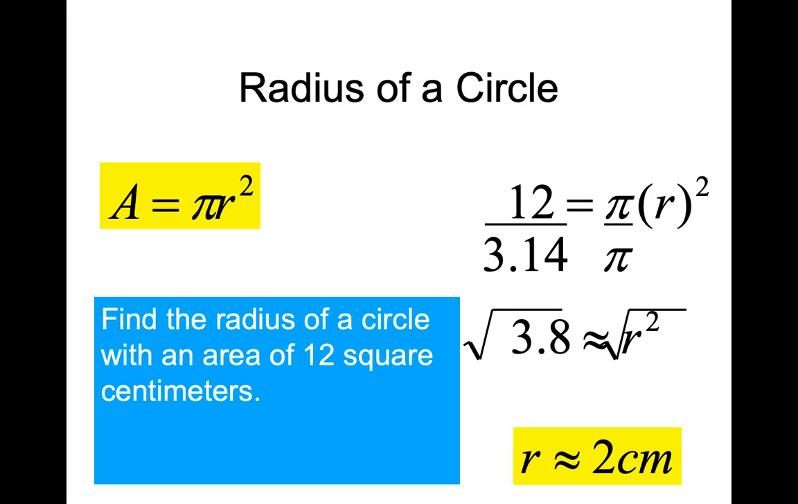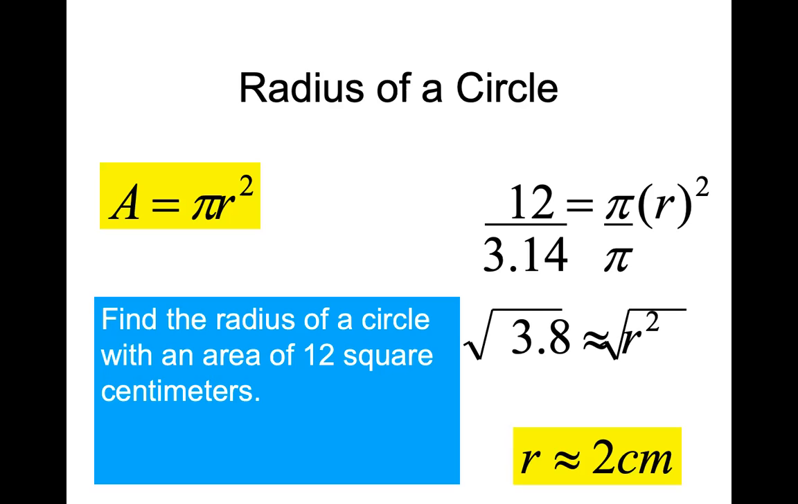Once again, you're going to ask questions when you don't get this. Did you get 3.8? Yes or no? You said yes. Now take the square root of 3.8. That means you have to hit the square root button first, then type in 3.8 and then hit enter.